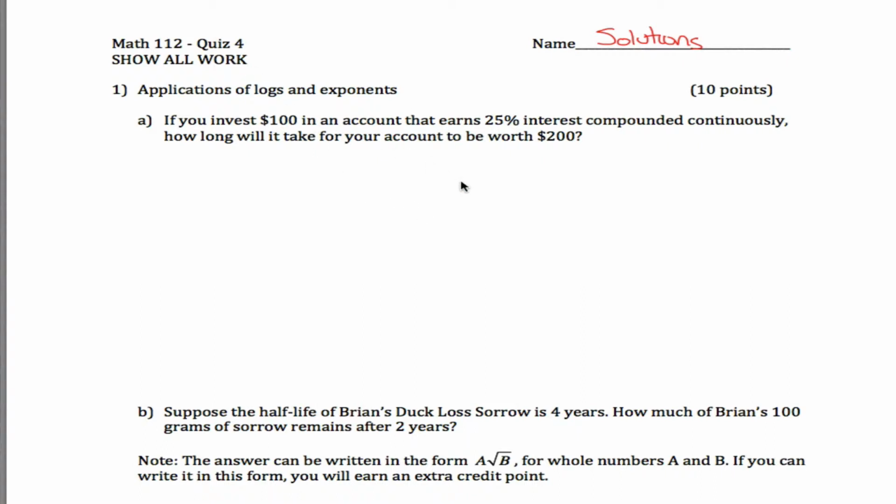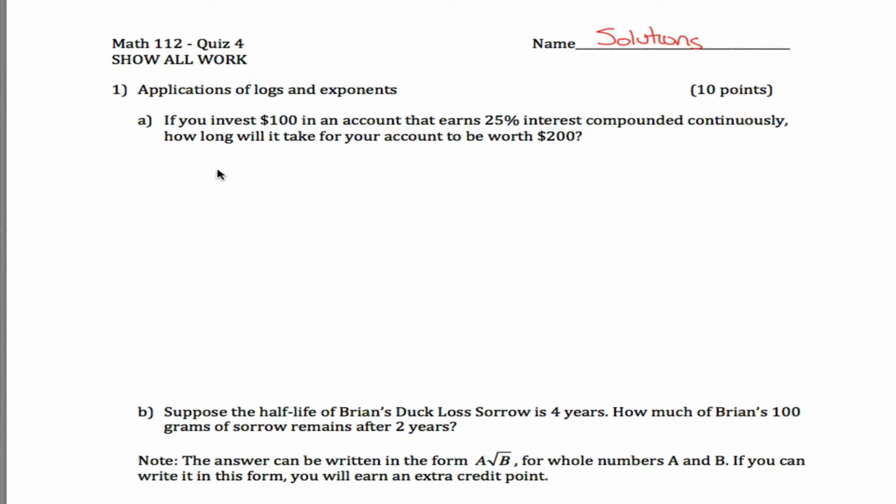All right, here are quiz 4 solutions for Math 112. A couple application problems from logs and exponents. First one tells you invest $100 in an account, it earns 25% interest compounded continuously. How long will it take for your account to be worth $200?